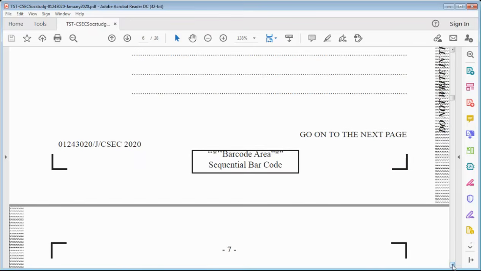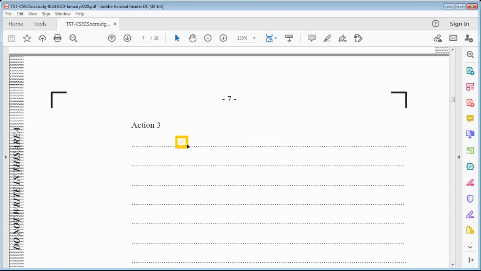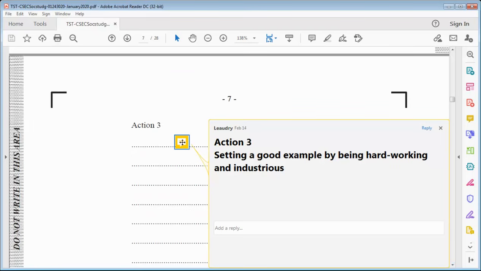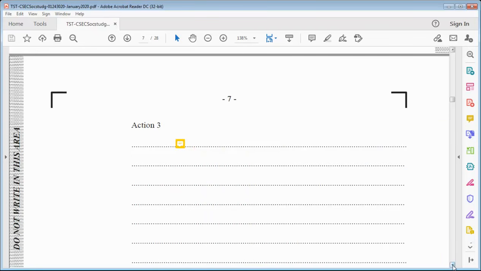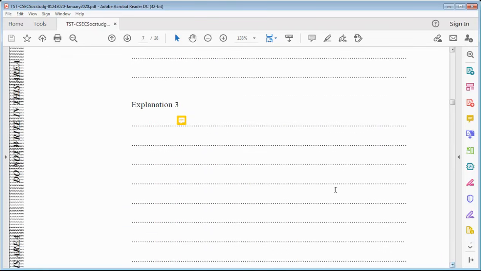Let's look at our final action. Action 3. What action can parents take to prepare their children to be responsible adults? They can set a good example by being hardworking and industrious. What do we mean by this? Let us explain this now.